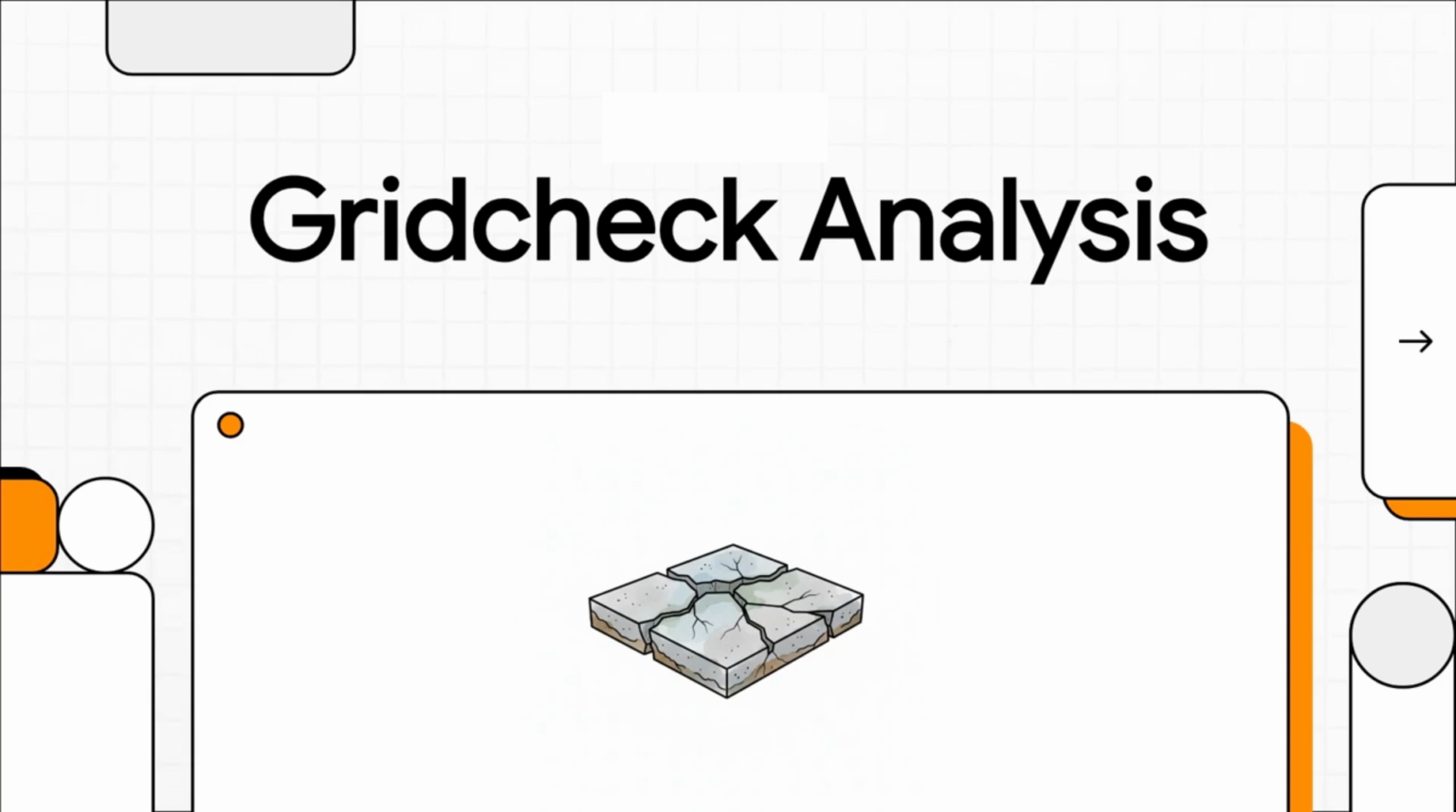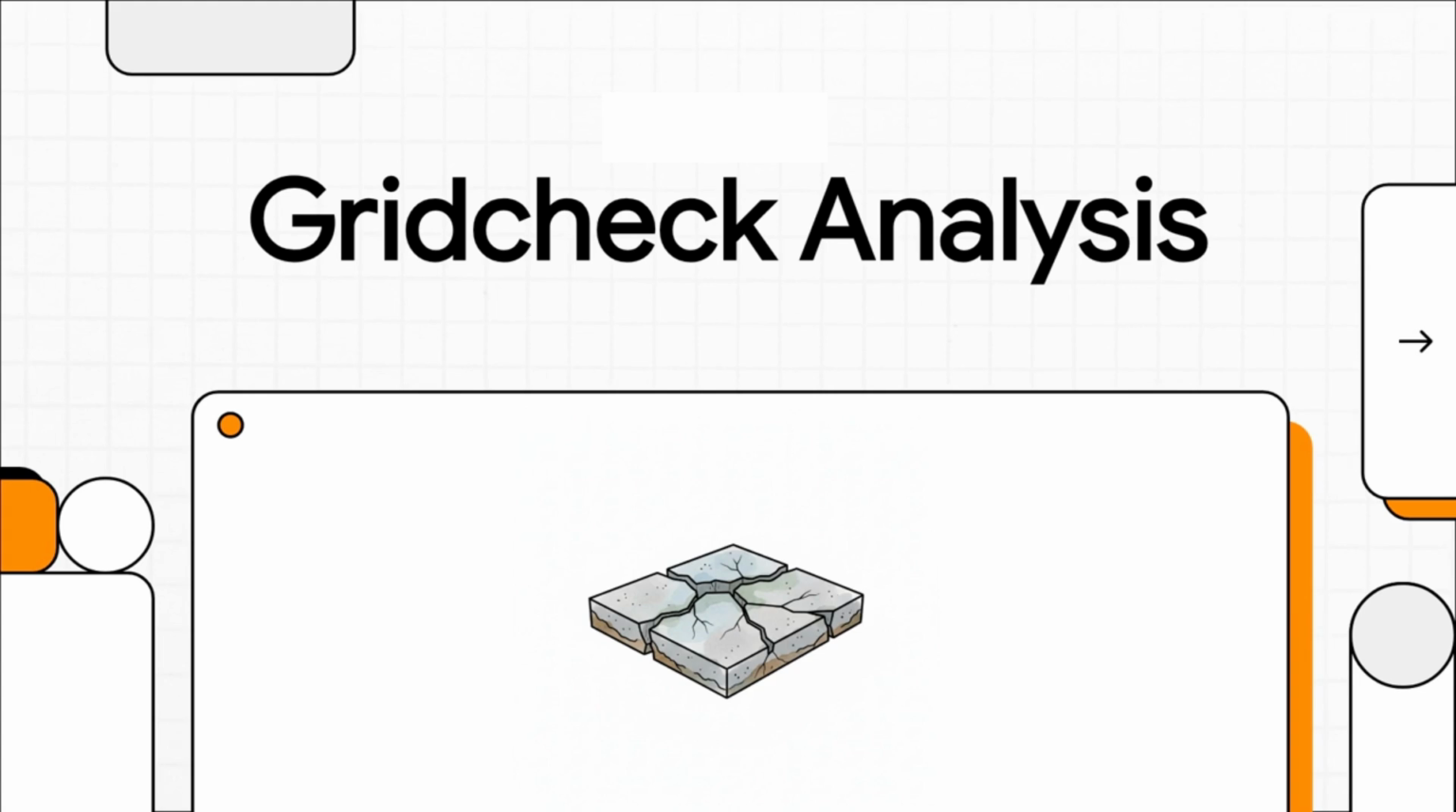All right, today we are getting into something that is absolutely critical in chip design, but sometimes it gets a little overlooked. We're talking about grid check analysis. Think of it as the health check for your chip's power delivery network. It's the foundation that literally everything else is built on.